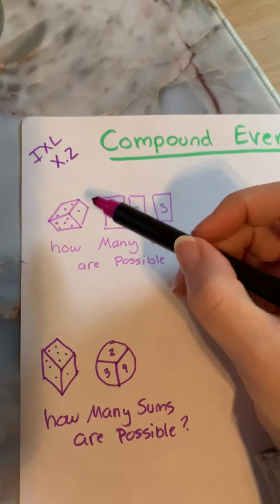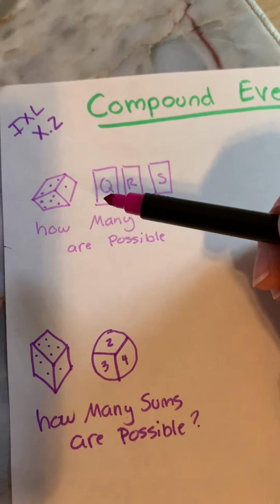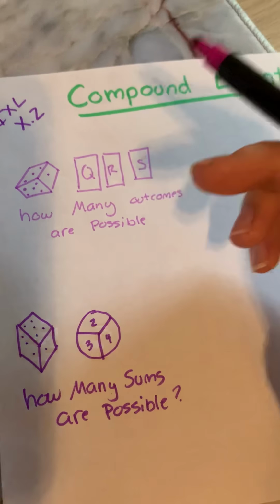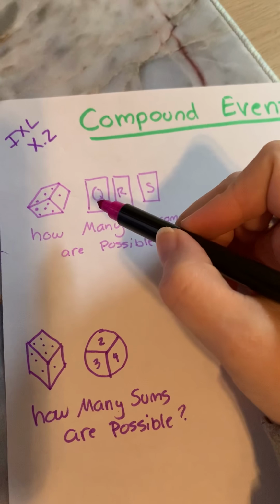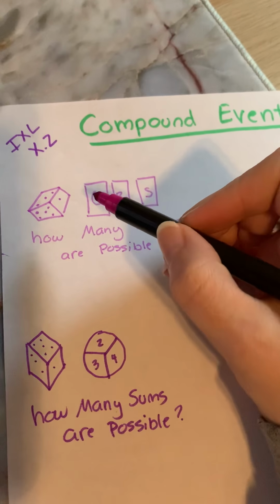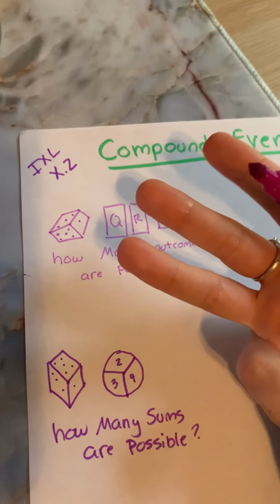So again, we're just trying to figure out how many outcomes are possible, right? So if I roll the dice and then I flip a card, how many different possible combinations are there? Like I could roll a 1 and get a Q, or roll a 1 and get an R, roll a 1 and get an S, right? That's three different options right there, right?